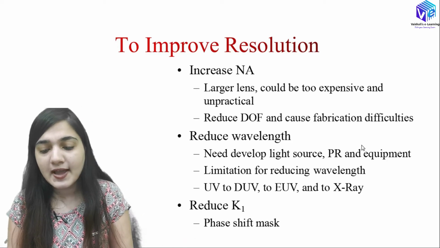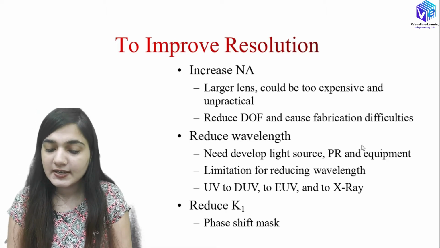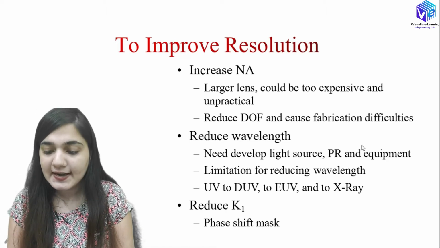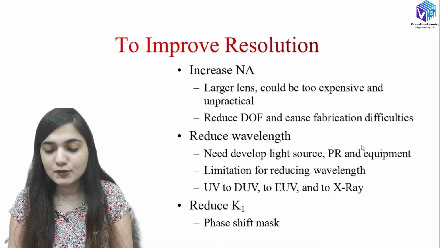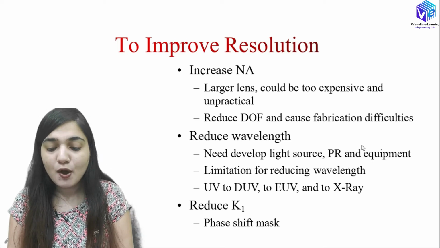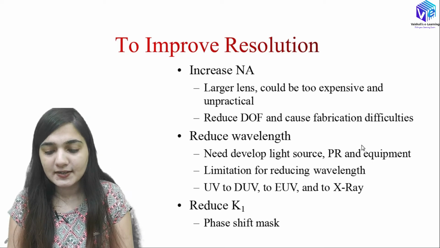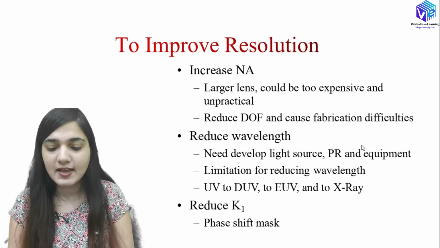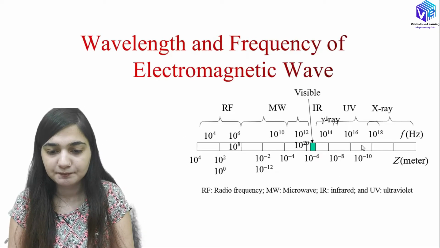So from UV I can extend towards the deep UV or to extreme UV or to X-rays. So we will be seeing all of them. Or I can reduce the constant. I can use the phase shift mask, and this is how I can reduce the K1.